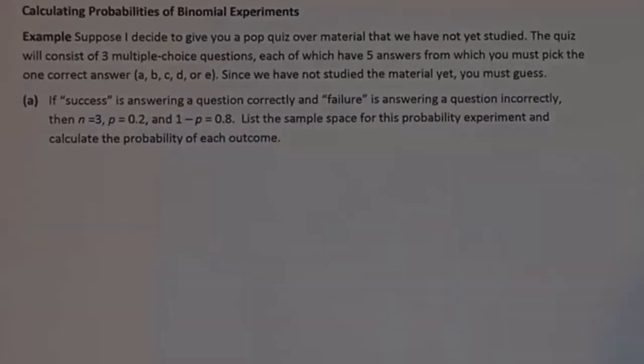So my question for you really is, what's the probability that you won't get any of them right? What's the probability you'll get 1 question right? What's the probability you'll get 2 questions right? What's the probability you'll get all 3 questions right if you're guessing? So this is a binomial because there's 3 trials. You have 3 questions.